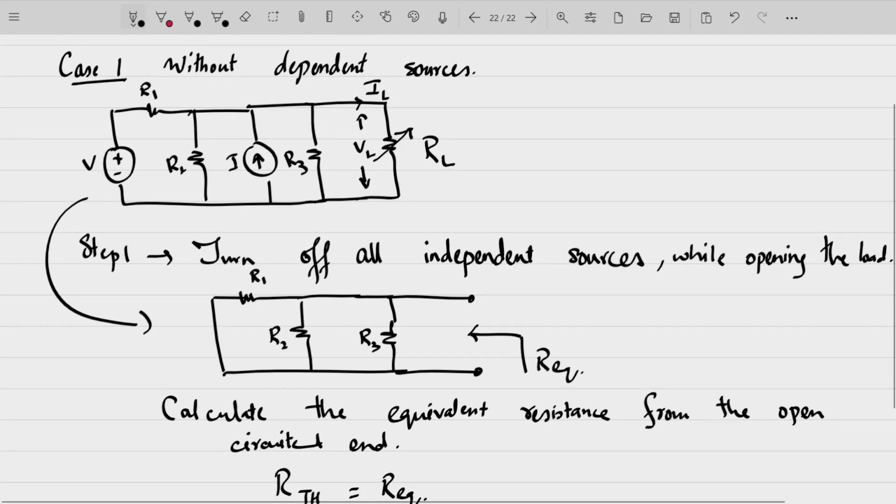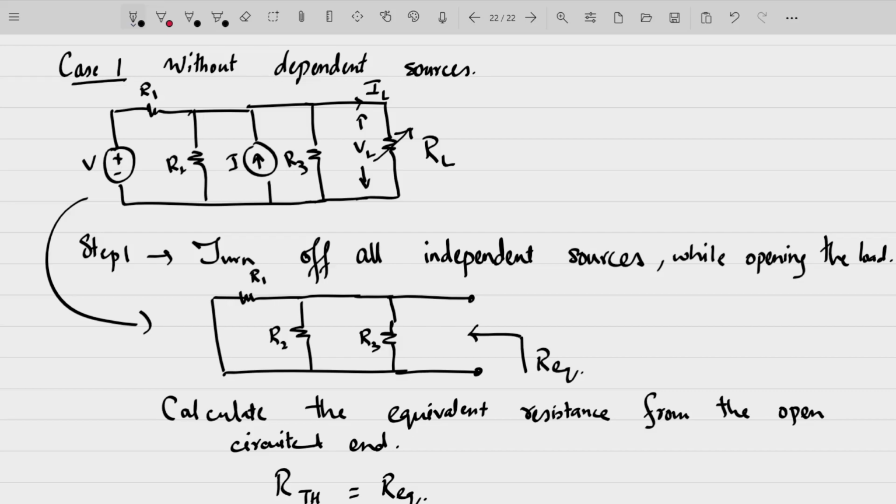Fine. So you had this circuit with two independent sources, one a voltage source and one a current source. You have to turn them off. Turning off the voltage source means you short circuit it, and the current source you open circuit. Now only resistances will be left in this circuit, and the load that is our primary focus. We have to open that load as well, look into this circuit from that open end and find the equivalent resistance.